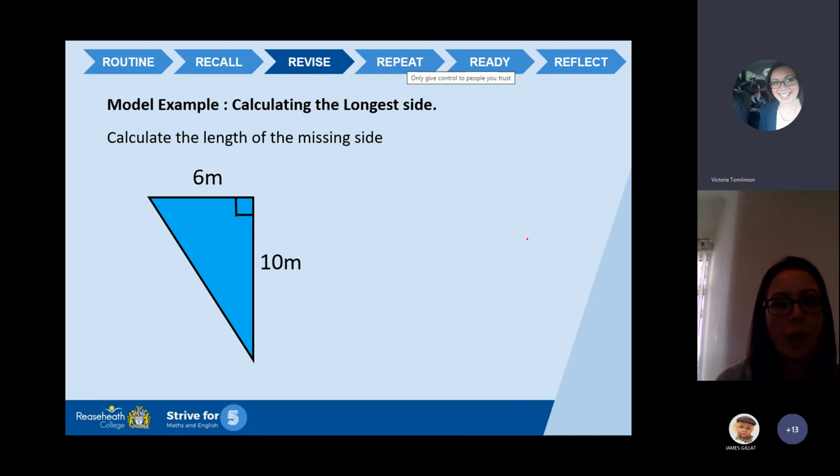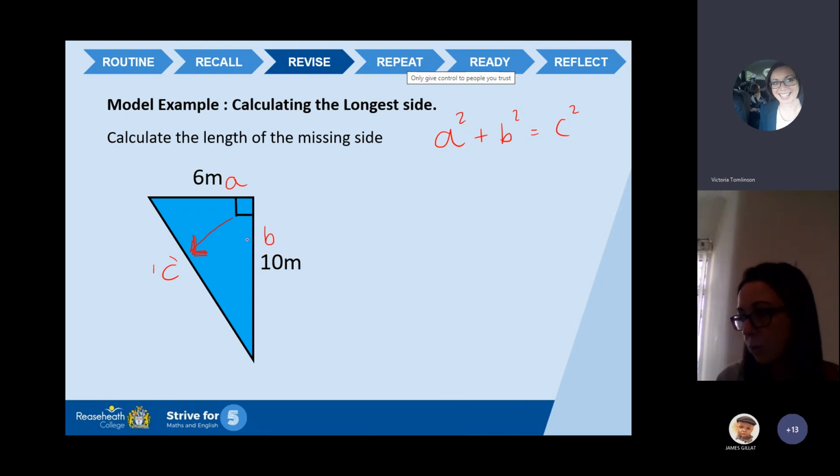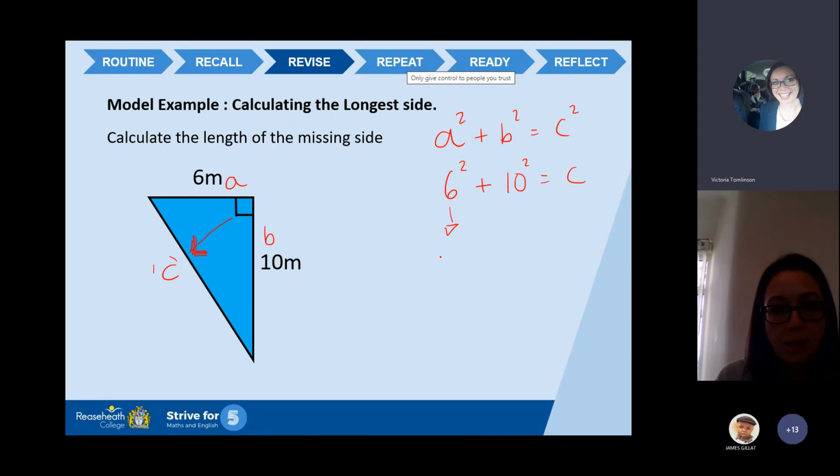Let's do one more. So a squared plus b squared equals c squared. C is the missing side, across from the hypotenuse. So that's C. A and B are next to the right angle. It doesn't matter which order. So A is 6 in my example. B is 10. Equal to C. 6 squared, 6 times 6 is 36.